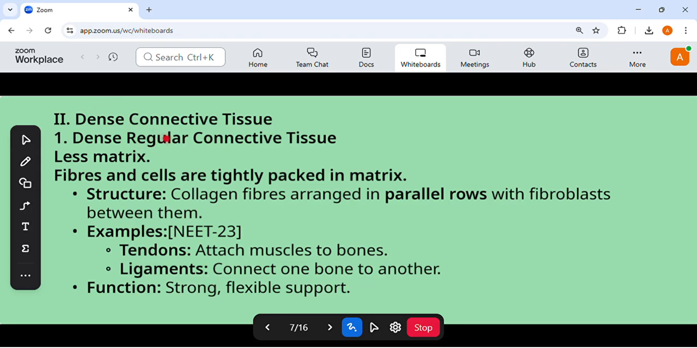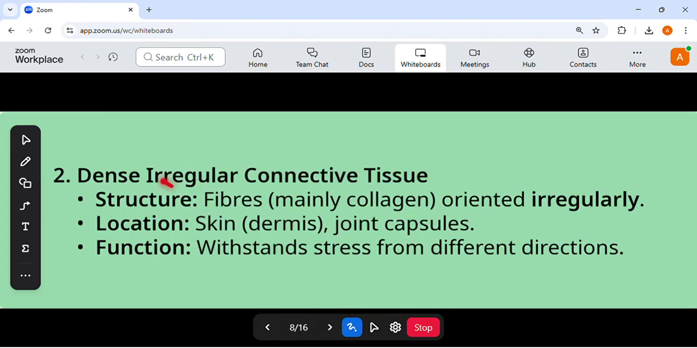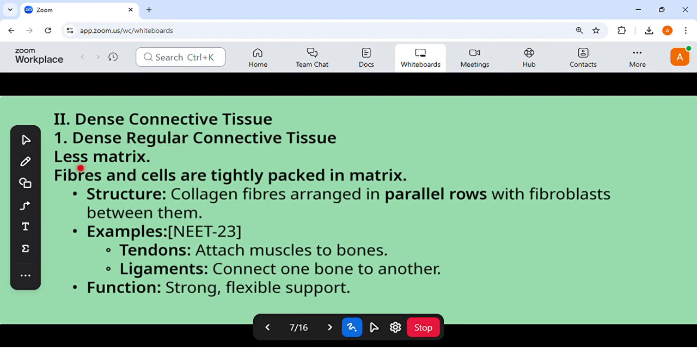Moving further, the second category, dense connective tissue. So dense connective tissue is divided into two parts, dense regular connective tissue and dense irregular connective tissue. Okay, so let's first see dense regular connective tissue. Regular, you know what regular means, arranged in a regular way. Irregular means not arranged in a proper way.